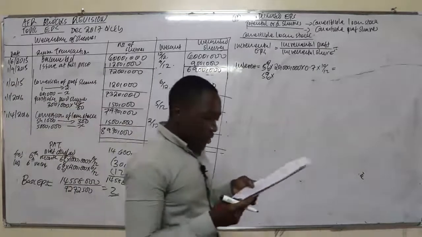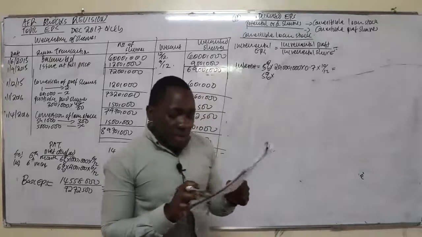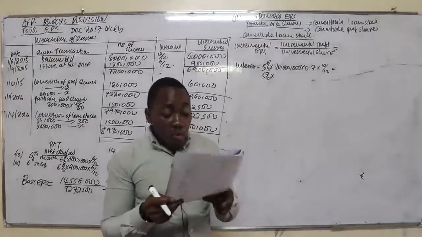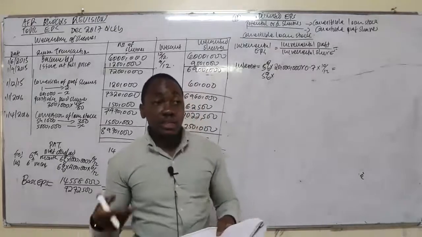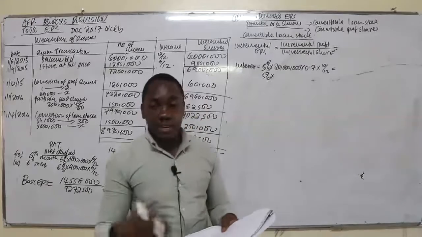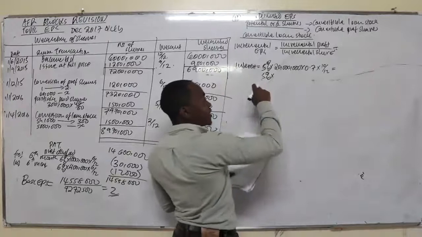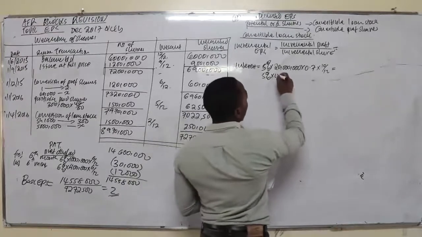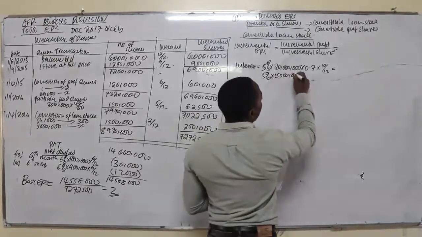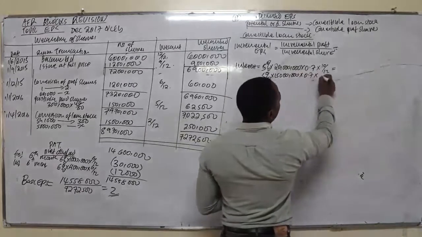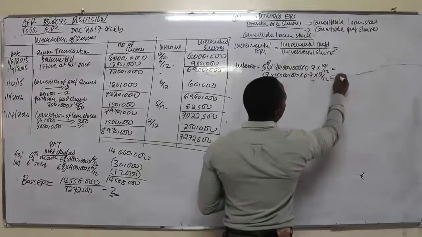We are told that shillings 5 million of their own stock was converted into ordinary shares on 1st April 2016. 20 million minus 5, how much remains? 15. So for the last 2 months, you take 5% of 15 million times 0.7, 2 over 12.